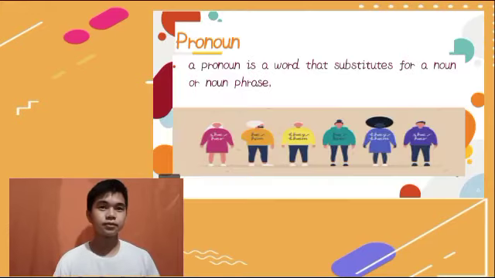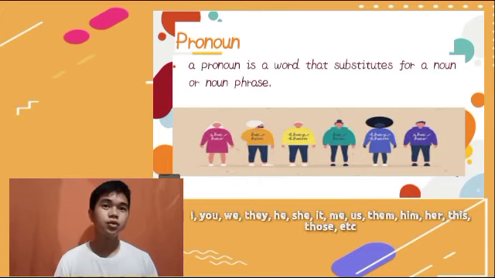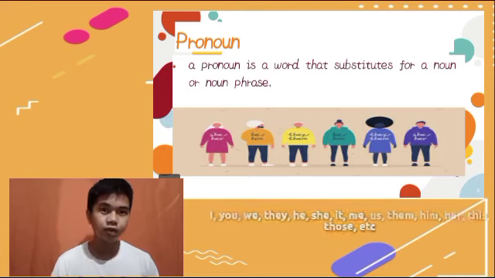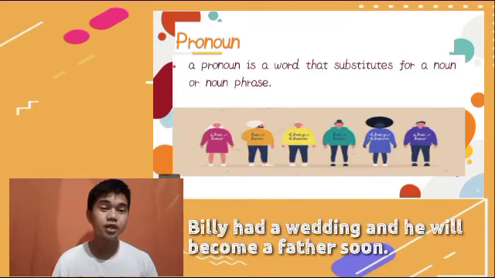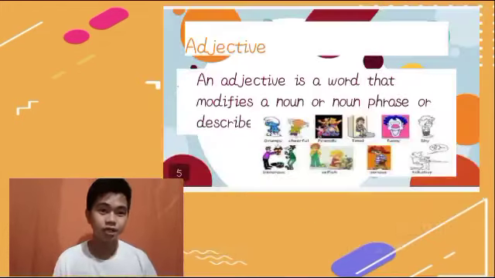Next, we have the pronoun. It takes the place of a noun. It will be something like I, you, we, they, he, she, it, me, us, them, him, her, this, those, something like that. A pronoun takes the place of a noun because instead of using the name, you can use the pronoun. For example, if I say Billy had a wedding and Billy will become a father soon, I will just say Billy had a wedding and he will become a father soon instead. With the use of the pronoun, we can change the style of writing and pronouncing a sentence in a better way.